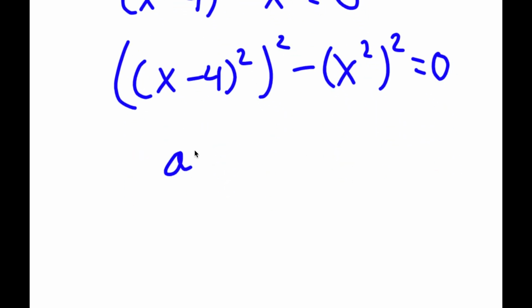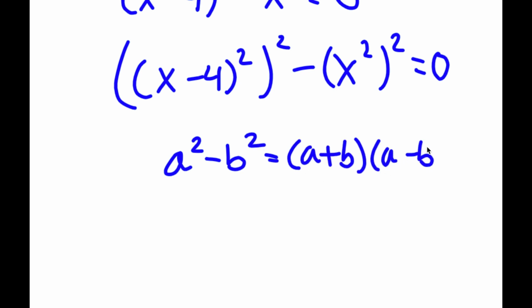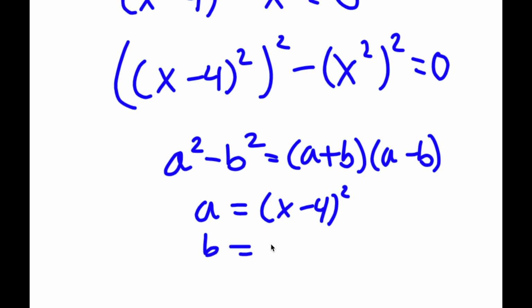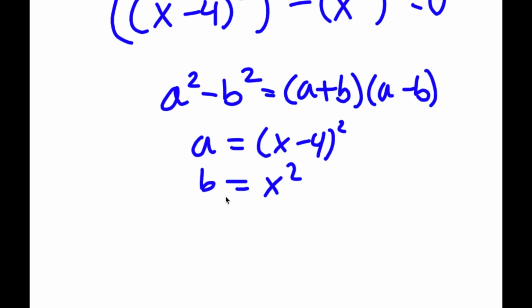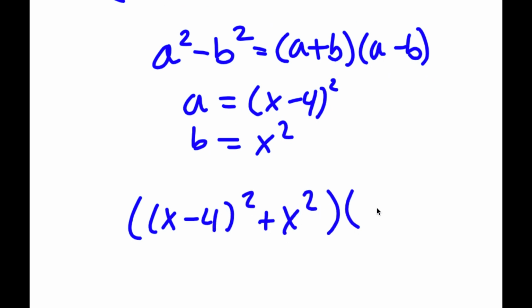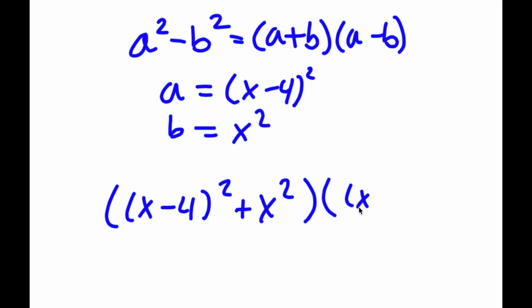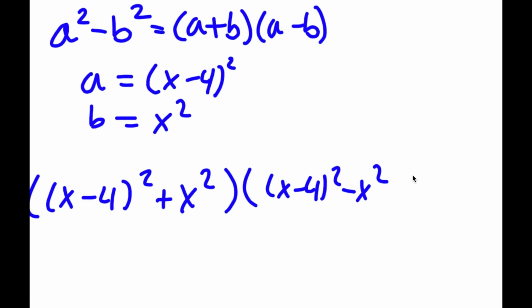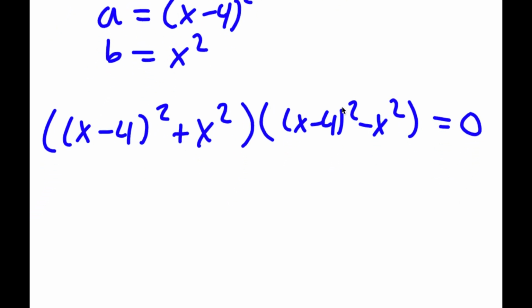And if I have something in the form a squared minus b squared, this is equal to a plus b times a minus b. So in this case, a is x minus 4 squared, and b is x squared. So I have x minus 4 squared plus x squared times x minus 4 squared minus x squared is equal to 0.